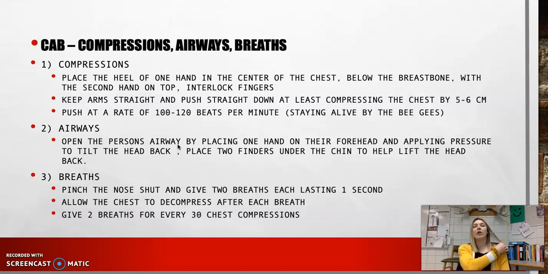So CAB stands for compressions, airways, and breaths. So for compressions, I'm going to use this lovely model. This is absolutely not accurate, but will help me to kind of demonstrate the motions of compressions, how to open the airway, okay? So for compressions, you are going to place the heel of one hand, so this is the heel of your hand, in the center of the chest. So this, we're going to say, is the center of the chest here.